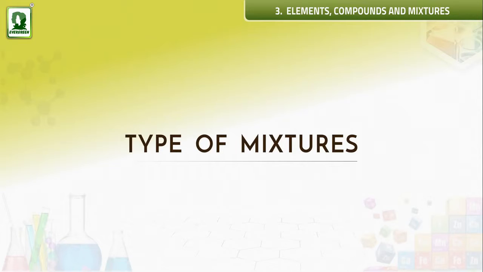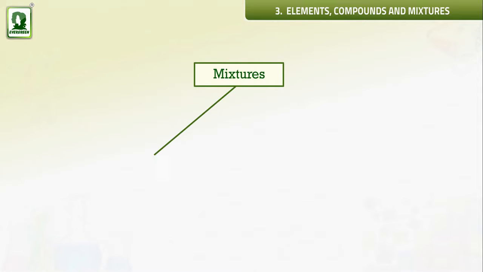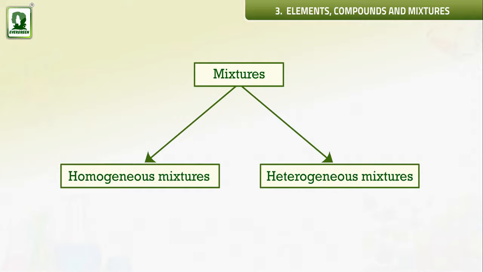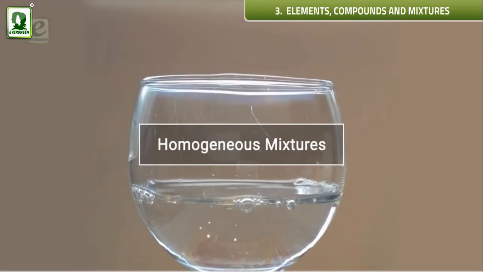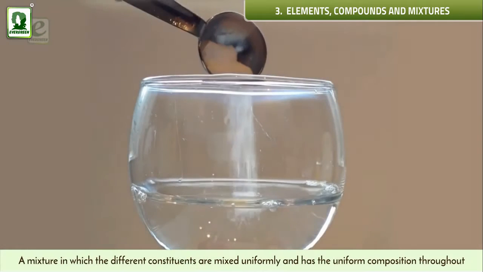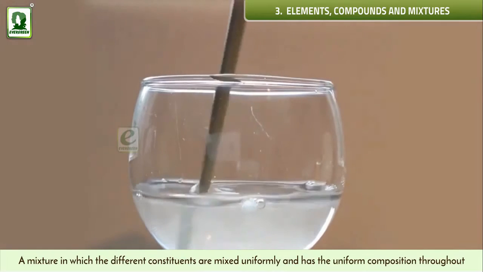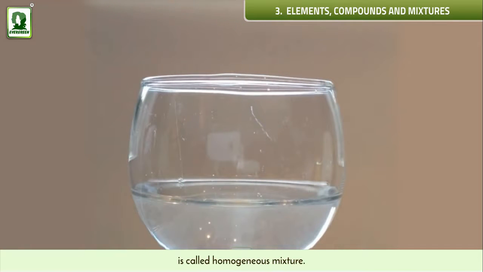Types of mixtures. Mixtures are of two types: homogeneous mixtures and heterogeneous mixtures. Homogeneous mixtures. A mixture in which the different constituents are mixed uniformly and has the uniform composition throughout is called a homogeneous mixture.